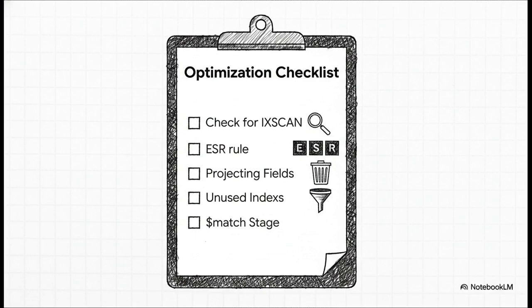Are there any unused indexes slowing down my writes? Remember, unused indexes aren't free. They take up space and they slow down every write operation. So make sure you audit them and get rid of the ones you don't need. And finally, is my $match stage at the very beginning of my aggregations?